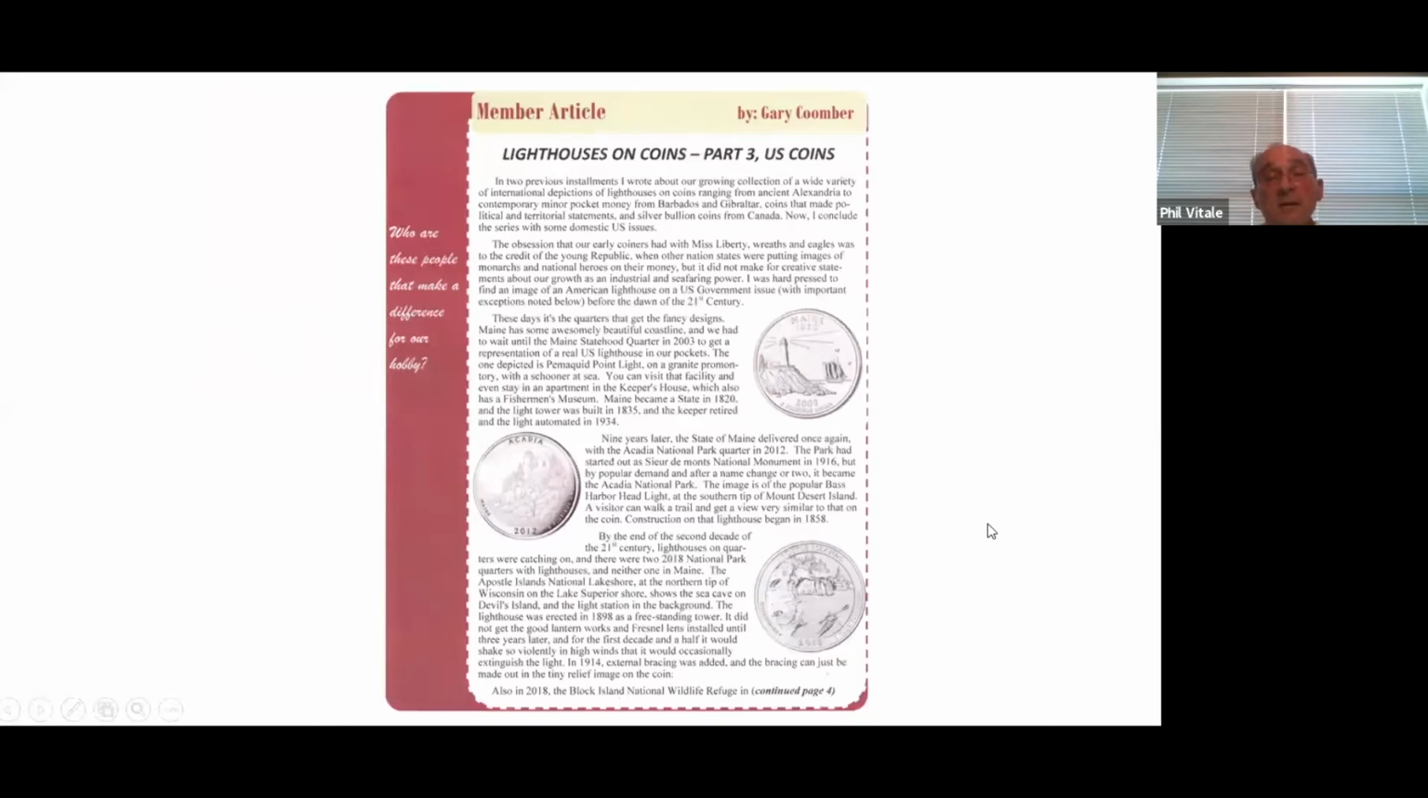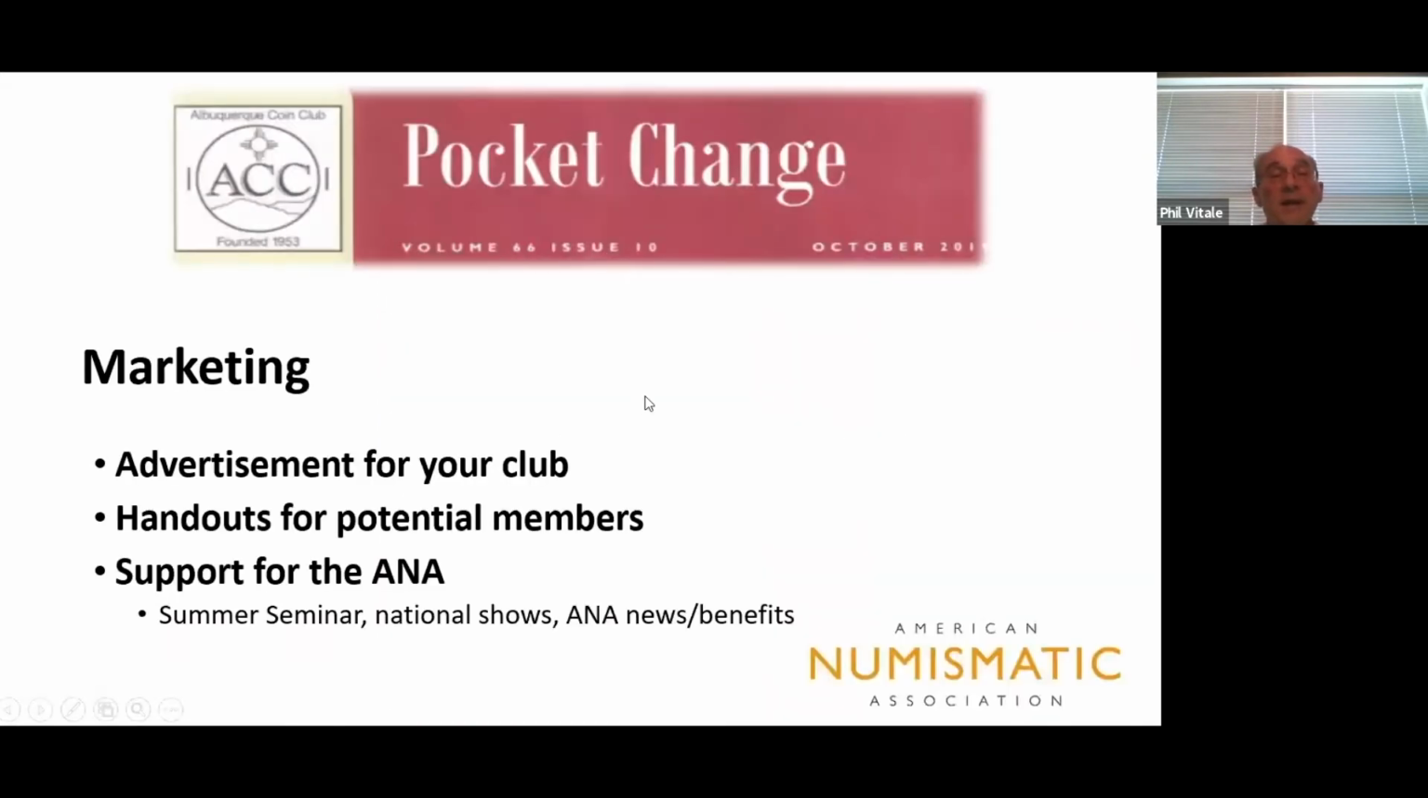Every month we have at least one member article. This one happens to be 3 parts. I never knew how many lighthouses were on coins around the world, but now I do. But pictures, and one of our members provided us with information. He's a smart guy, and he knows all about lighthouse coins. So marketing, you know, it's amazing.